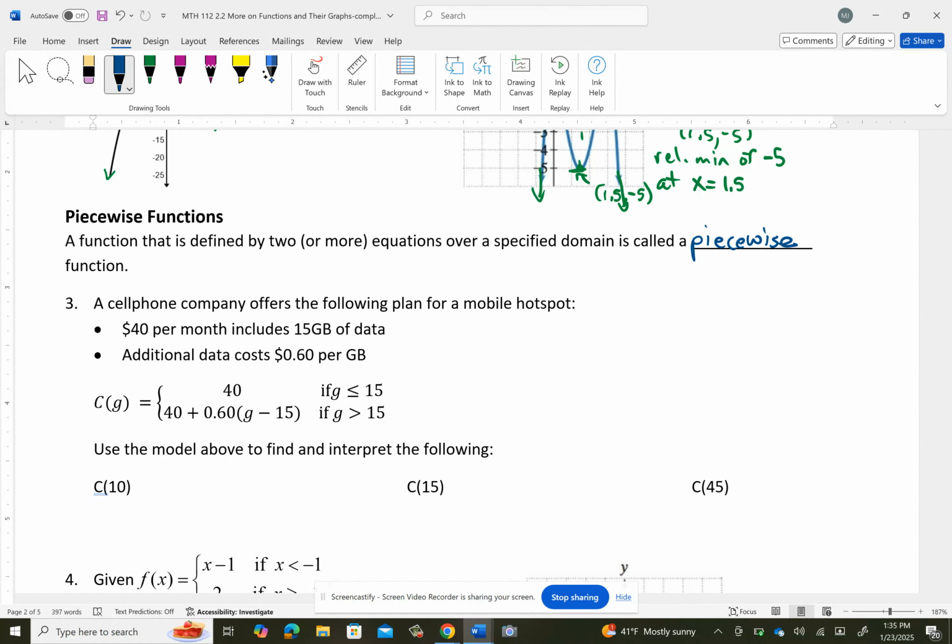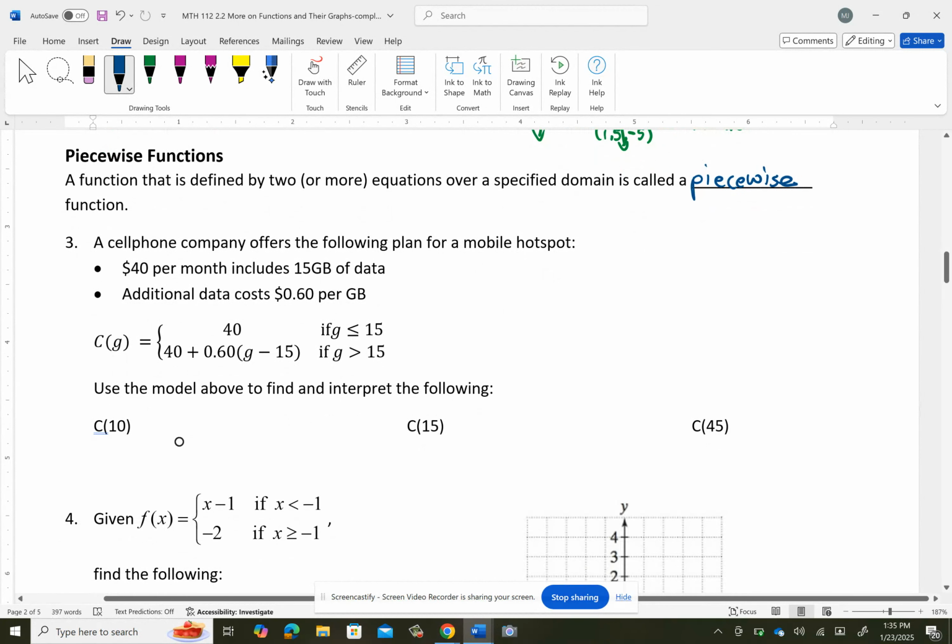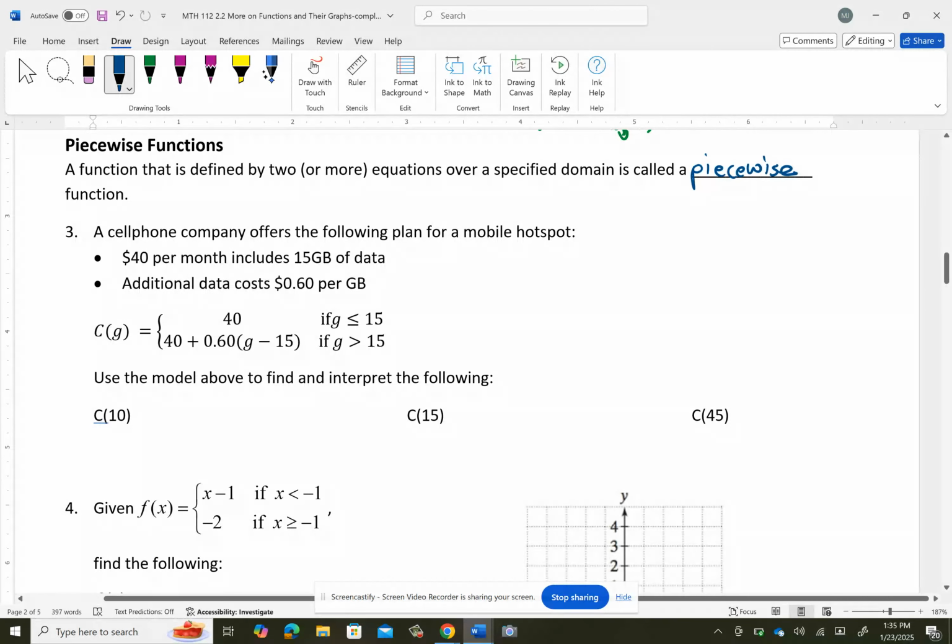All right, so I used a portion of this problem as one of my intro problems. Let's suppose we have a cell phone company that offers the following plan for a mobile hotspot. $40 a month would include 15 gigabytes of data. And then if you needed more than that, the additional data would cost 60 cents per gigabyte.